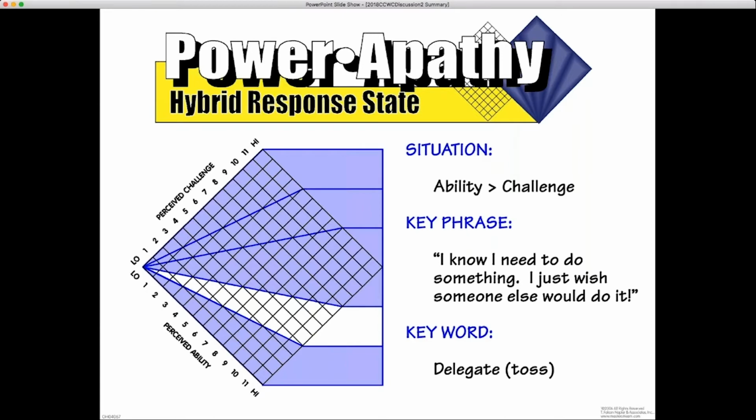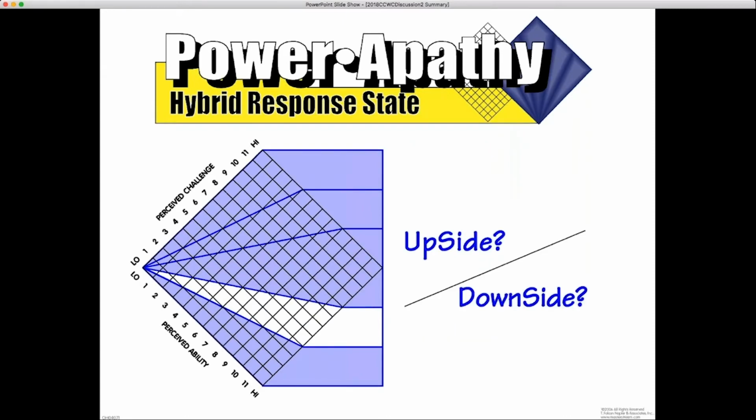And so power apathy is a good thing when you are in fact fully resourced and you've got the ability to solve the challenge repetitively and easily. That's what all corporations would like to get to. But the downside of it is certainly a little bit of sleep at the wheel, a little bit of opportunity lost.